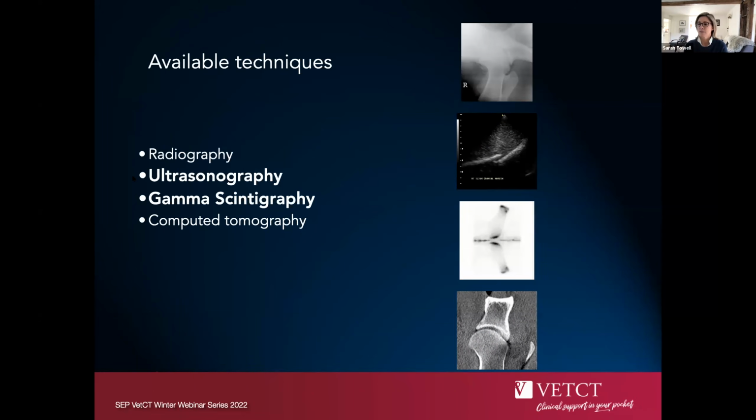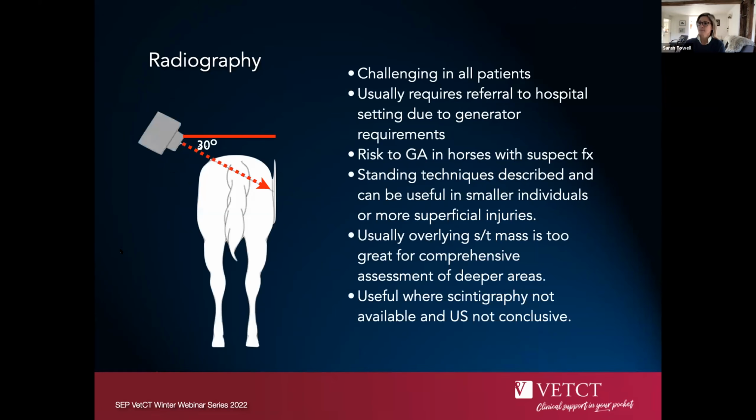So available techniques, well, obviously radiography started us off in the sort of early 70s, and it's fair to say that ultrasonography and gamma scintigraphy have taken over, certainly latterly, from radiography. And computed tomography, we will talk about a little bit in this talk, but at the moment, because of the sort of technical challenges, it's sometimes quite tricky to do these in clinical cases. But there's lots of useful information from post-mortem studies.